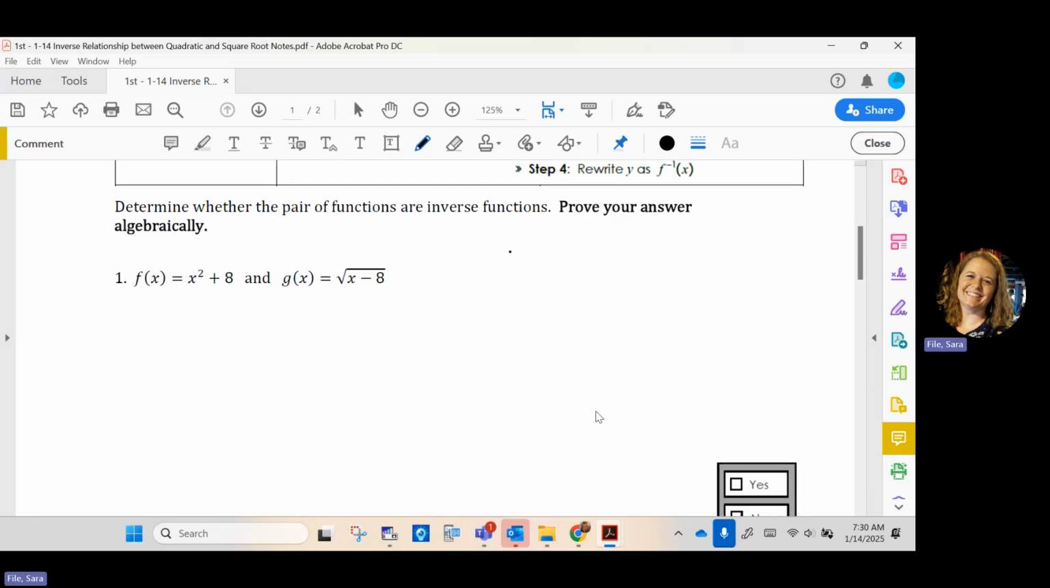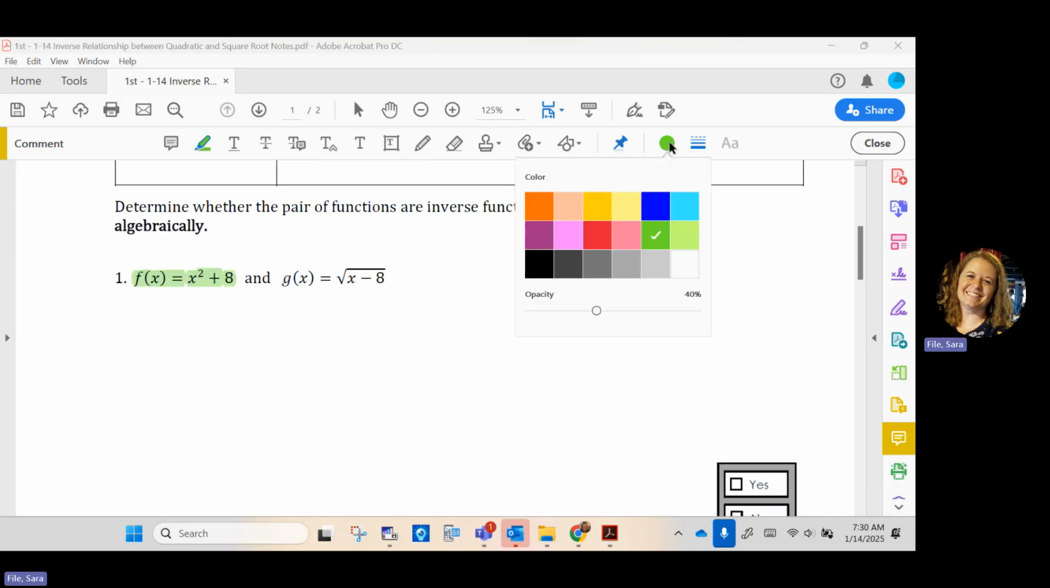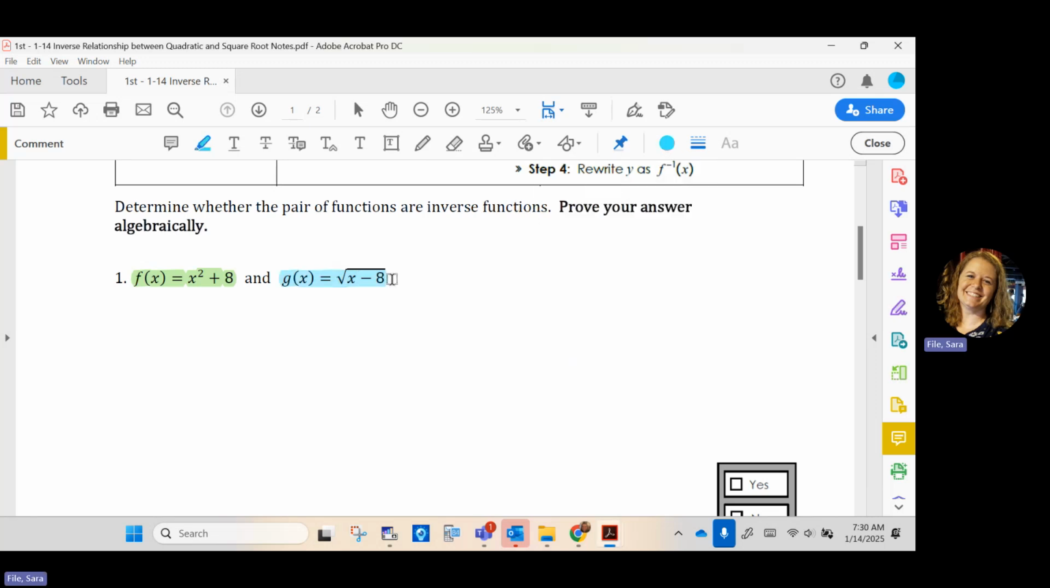So here, number 1, it says determine whether the pair of functions are inverse functions. Prove your answer algebraically. So that means composition. We're going to put f of x into g of x, or g of x into f of x. It should work both ways. So for this example, I'm going to do both. I'm going to try to color code here. We'll call f of x green, and let's do blue for g of x.